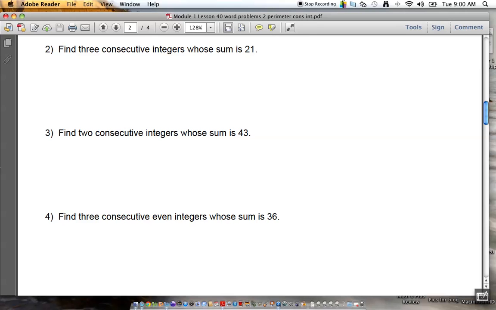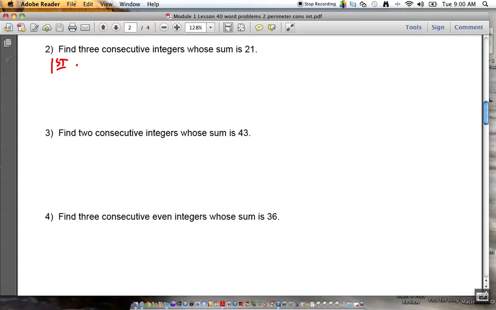What is a consecutive integer? Somebody pick their favorite integer. Kirsten, what's yours? 2. What's the next consecutive integer? The next consecutive integer is 3. How'd you get from 2 to 3? Add 1. That's right. So this says find 3 consecutive integers.